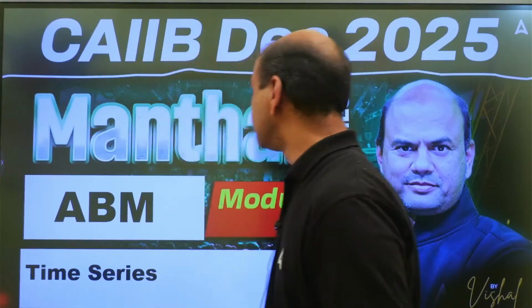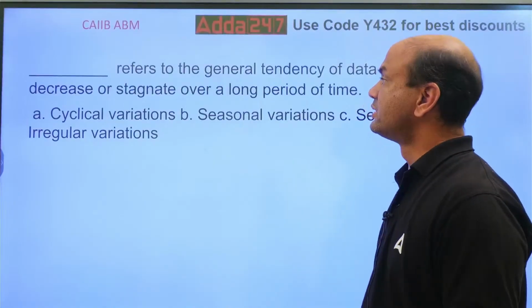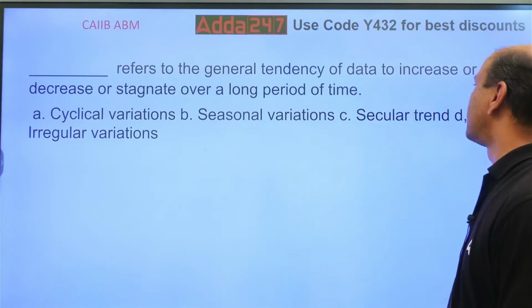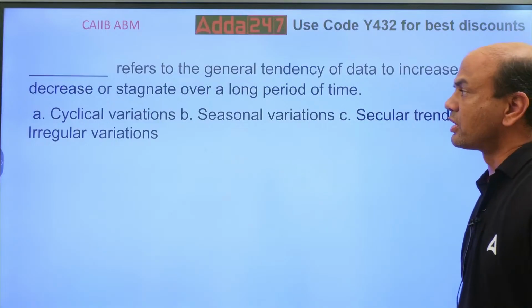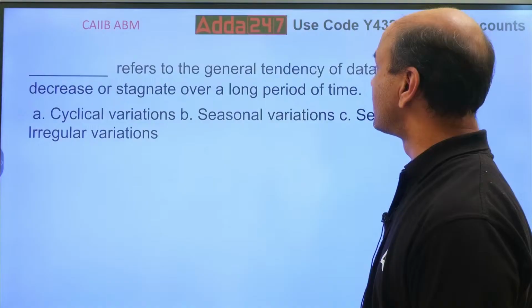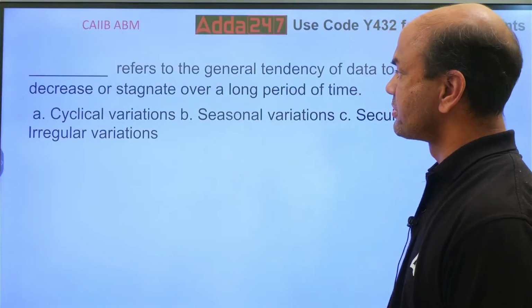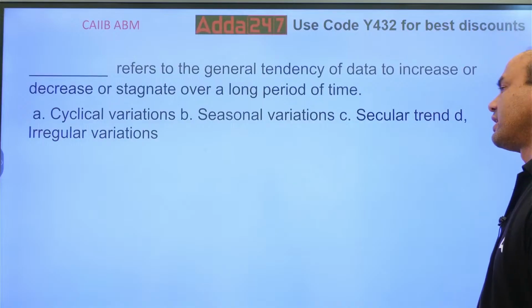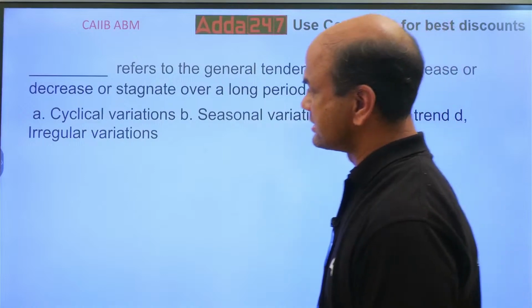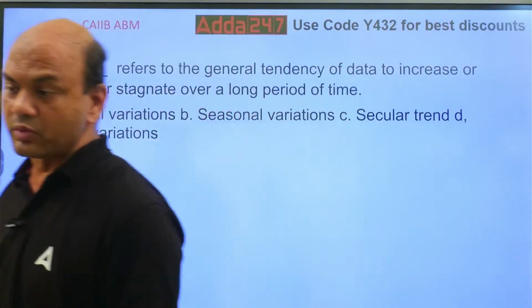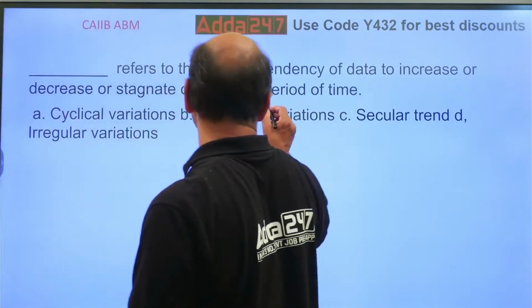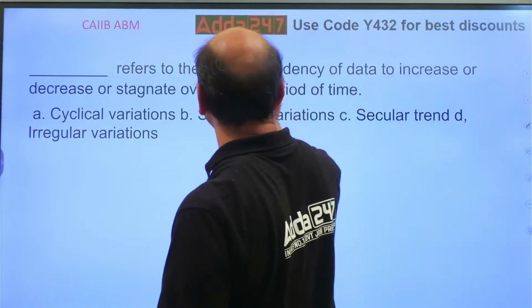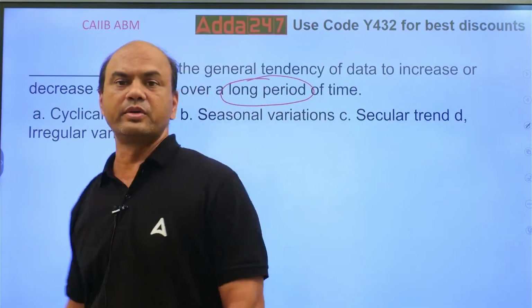Dash refers to the general tendency of the data to increase or decrease or stagnate over a longer period of time. The options are: cyclical variations, seasonal variations, secular trend and irregular variations. So which one represents a longer period of time? See, longer period is an important word over here.